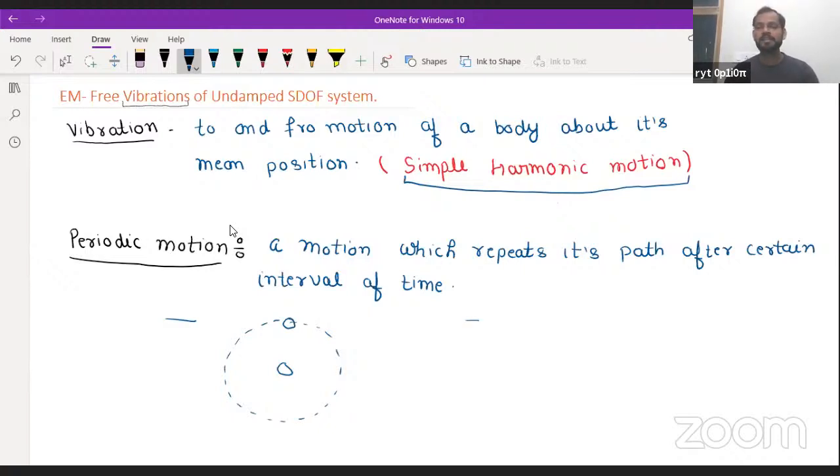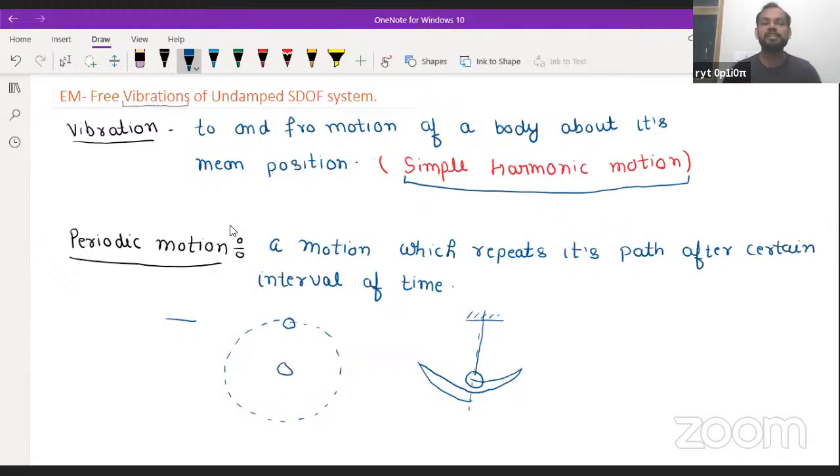In the same way, take the pendulum that we have discussed here. When we displace this pendulum, it goes from the mean position to the extreme right position. After that, it returns back to the mean position, and again it moves to the extreme left position, and again it comes to the mean position. This complete path is known as one cycle, and you will observe that after a certain interval of time, it again repeats its path. So such a type of motion is also known as periodic motion.